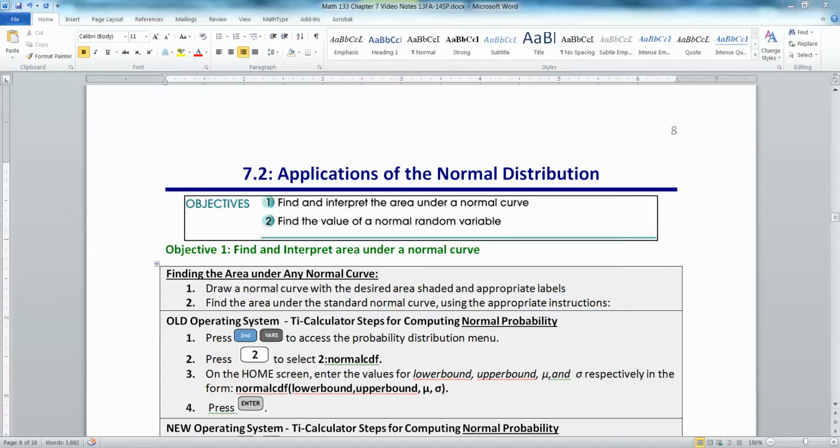Hello there, it's Alana Tucky, and I'm going to show you in this video how to use your calculator to find values for the normal distribution, namely how to find areas under the curve, areas, probabilities, percentages, all that good stuff. That's using normal CDF, and then how to reverse that process and use inverse norm.